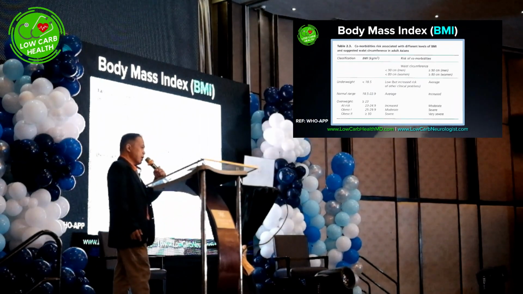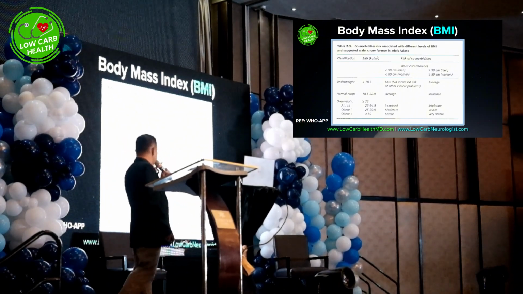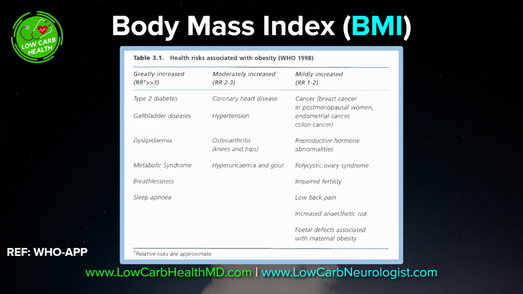And what are these comorbid risk factors? It's stated here: those with greatly increased health risks associated with morbidity will be type 2 diabetes, for example, dyslipidemia, specifically hypertriglyceridemia.